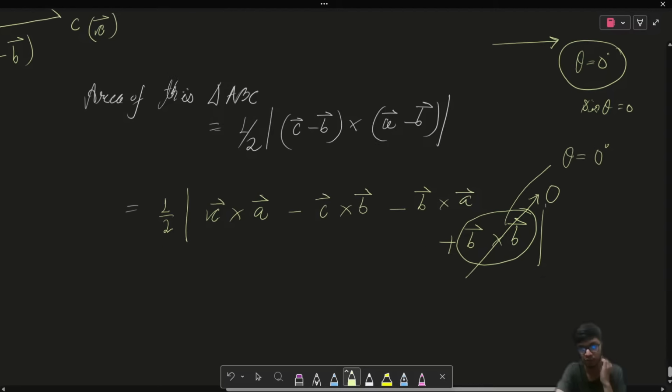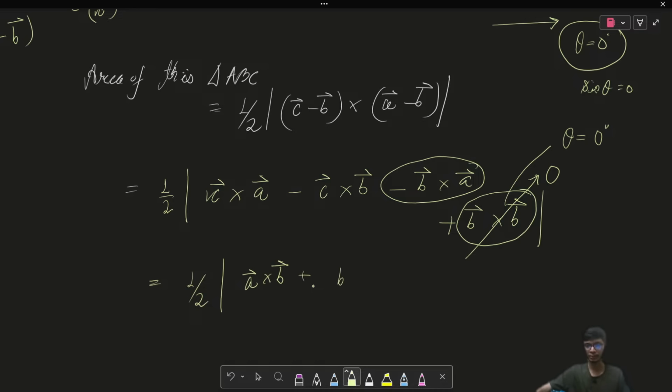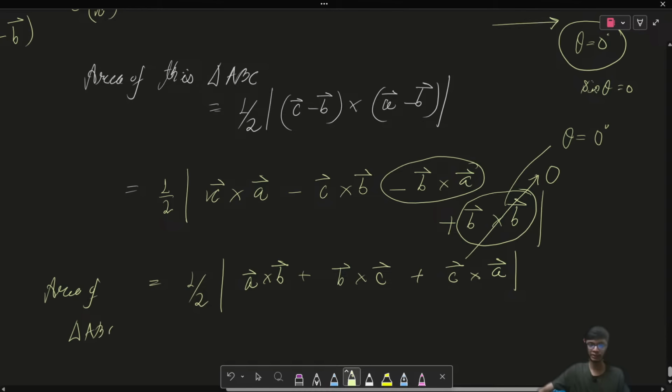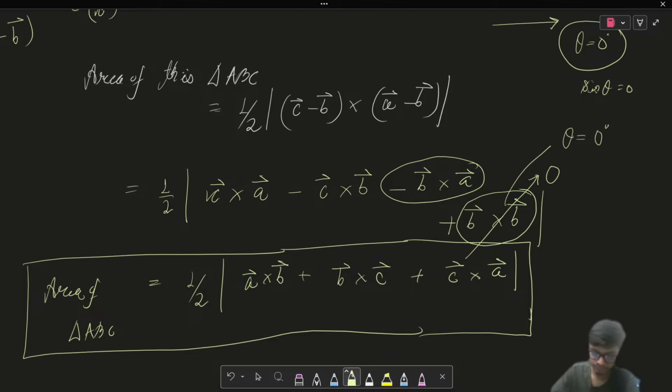Therefore, I am left with the result over here, which I can simplify. I am just changing the order, and when I change the order of the multiplication, I just take a negative of it, right? So I can write this part as A vector cross B vector plus B vector cross C vector plus C vector cross A vector. This is quite a general result which is very easy to remember. This will give me the area of the triangle ABC, where A, B, C are the position vectors of the coordinates of the triangle. I hope this is clear to all of you. Is this part clear? Right, I assume this part is clear.